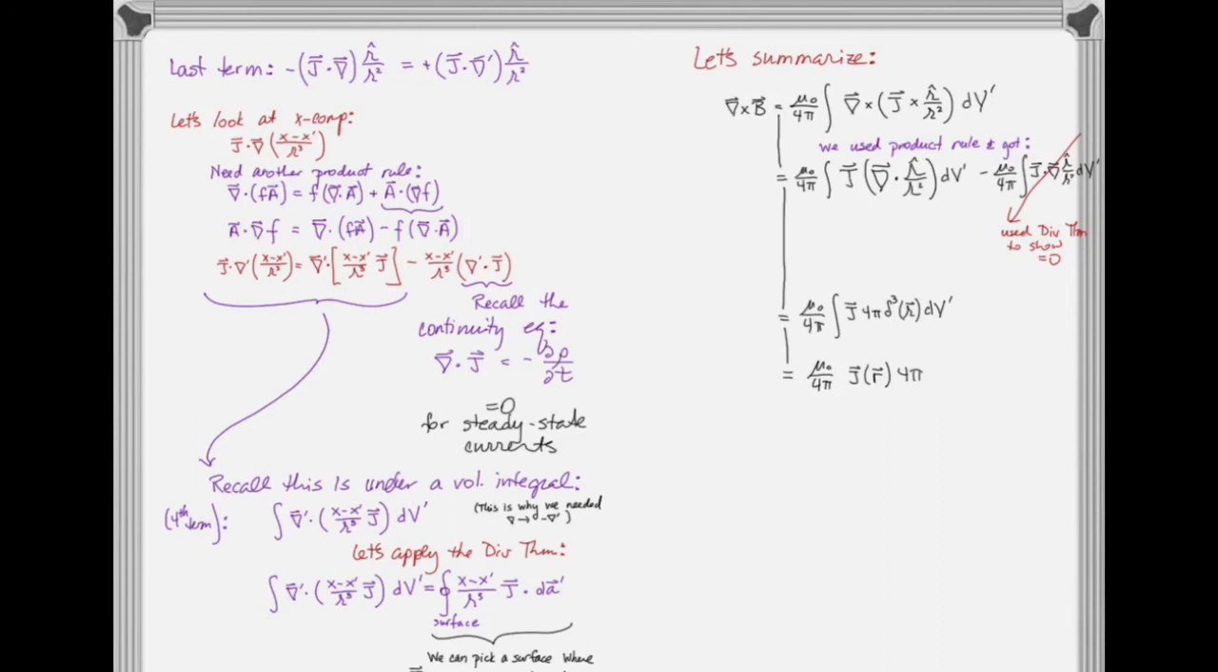So we get mu 0 over 4 pi times J of r, no longer r prime. All the r primes are gone. We integrated them all away in that step. And then times the 4 pi, which came along from the Dirac delta function. The 4 pi's cancel, and I'm just left with mu 0 J. Cool. So it turns out that the curl of the magnetic field is mu 0 times J.